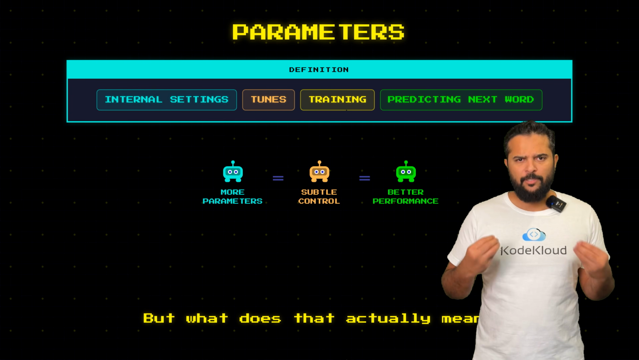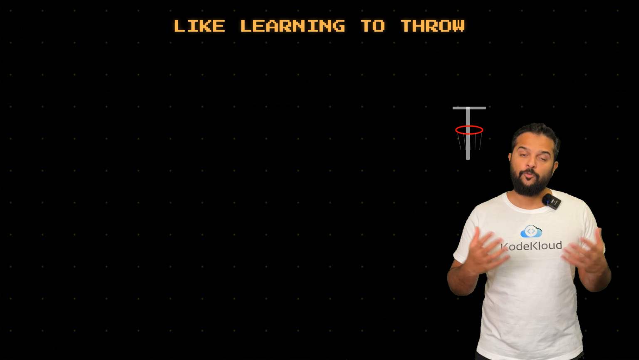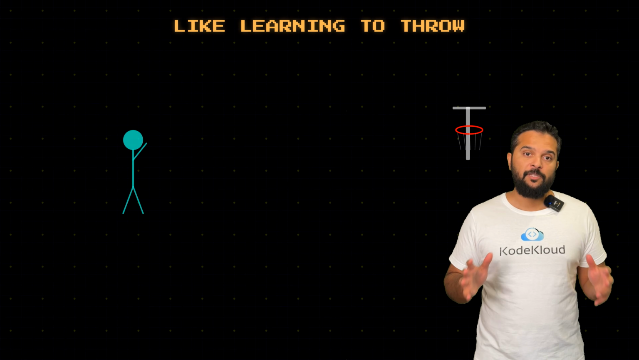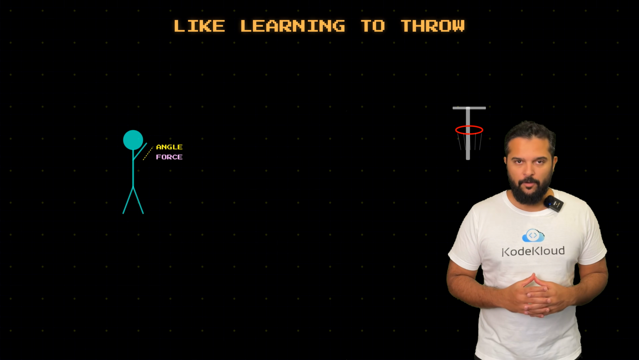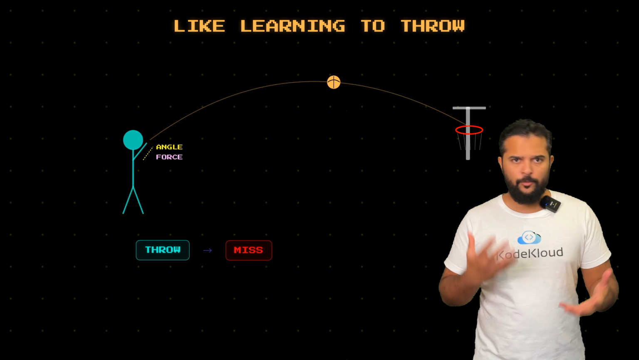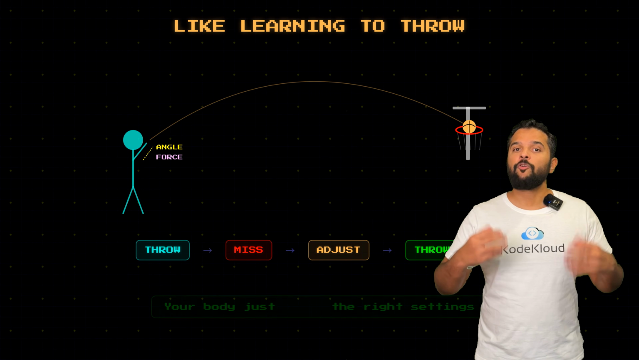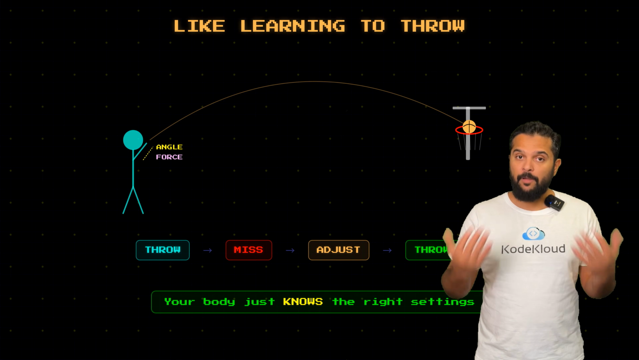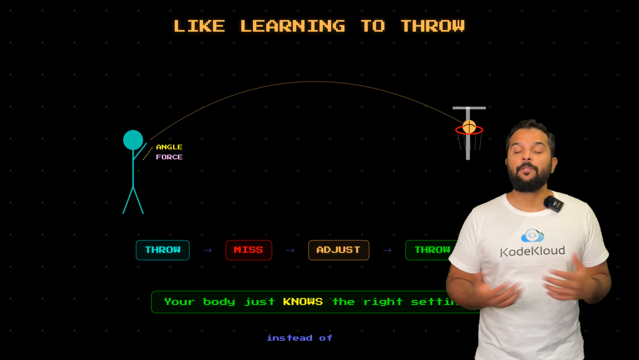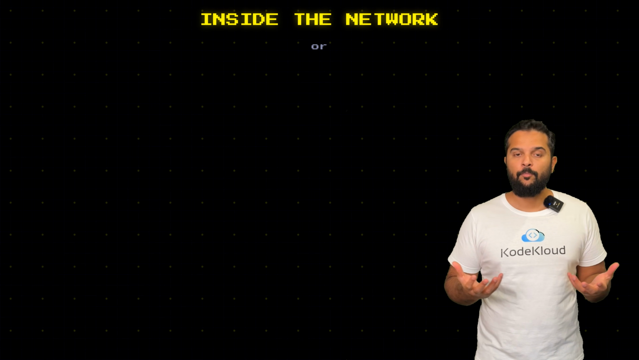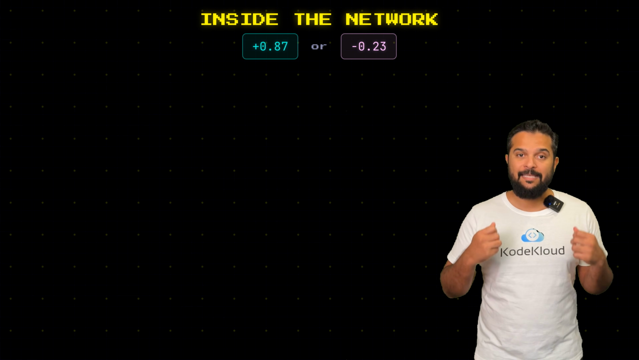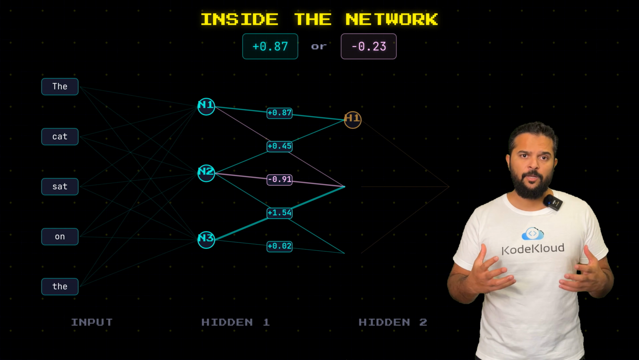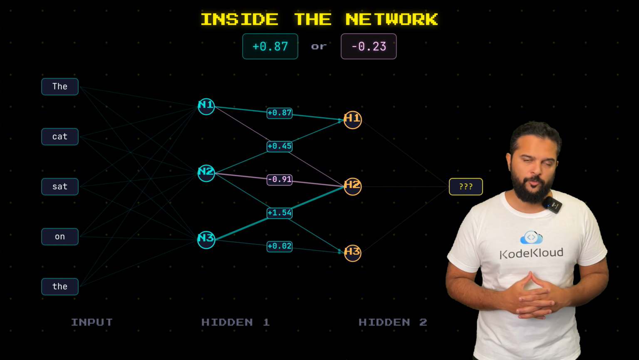But what does that actually mean? Think of it like learning to throw a basketball. Nobody consciously calculates the exact angle and force for every muscle in their arm. You throw, you miss, you adjust, you throw again. Eventually, your body just knows the right settings. Parameters work the same way, except with numbers instead of muscle memory. Each parameter is just a number, like 0.87 or negative 2.3. These numbers sit at the connections between neurons in the network and control how information flows through it.